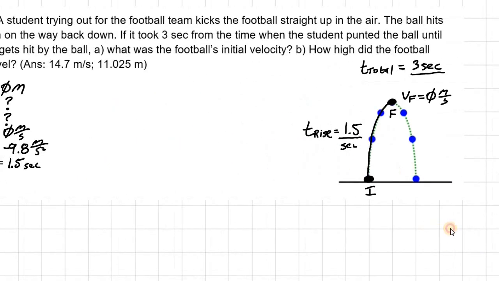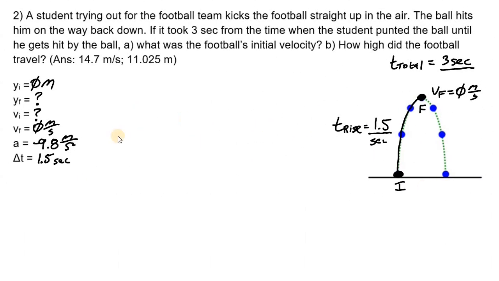So we have to find our initial velocity first, and then we'll need it to figure out the final position of the ball, the height of the ball. So let's find out what our initial velocity is. We're going to say that we don't care about the height of the ball. So let's come over here.